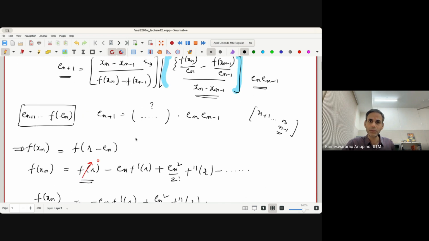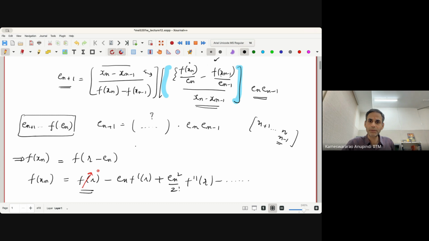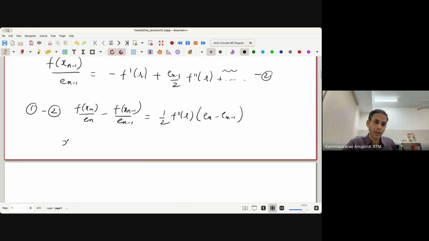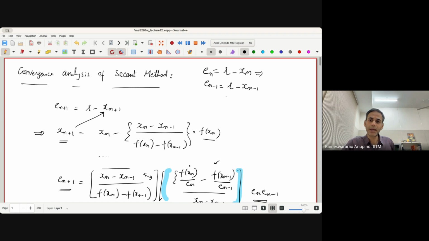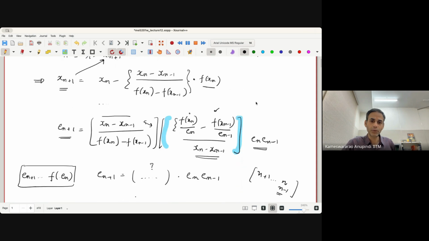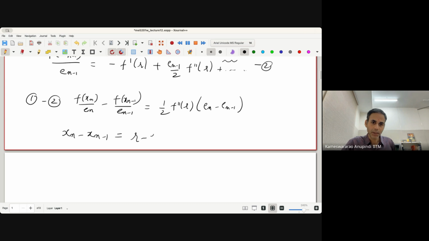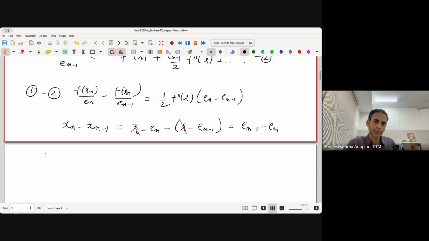But then what I have is the ratio of f of xn by en minus f of xn minus 1 by en minus 1, divided by xn minus xn minus 1. I know that e equals r minus xn, so I can write xn as r minus en. So I'll write here xn as r minus en, minus r minus en minus 1. The r gets cancelled with this r, and I end up with en minus 1 minus en. That means xn minus xn minus 1 is equal to minus of en minus 1, right?